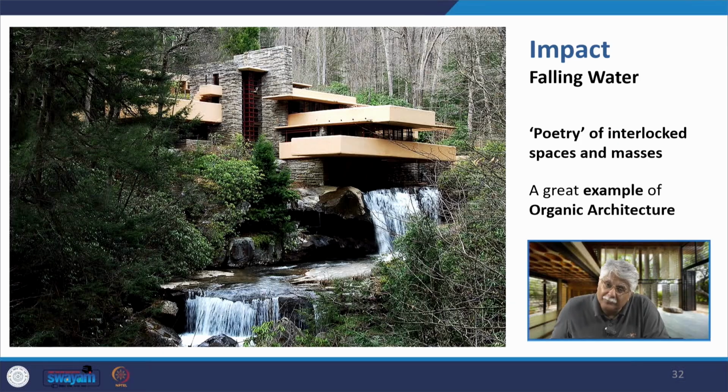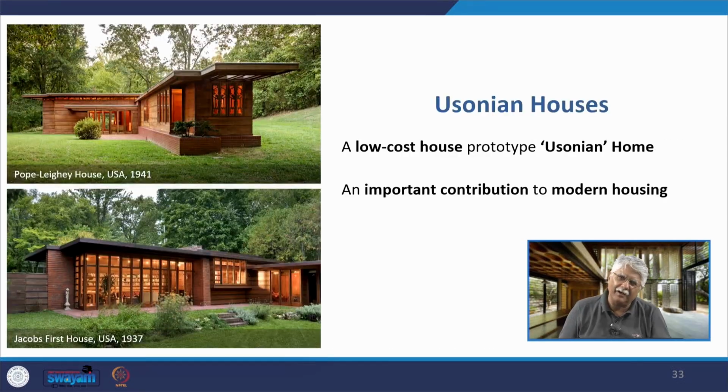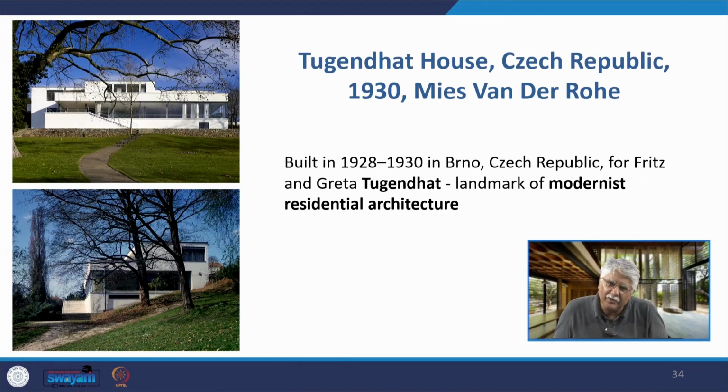The impact of falling water, the poetry of interlocked spaces and masses, a great example of organic architecture. Usonian houses, a low-cost house prototype based on the earlier prairie house design by Frank Lloyd Wright, an important contribution to modern housing. Please refer to my earlier slides on Frank Lloyd Wright, where I have talked in detail about the Usonian houses.